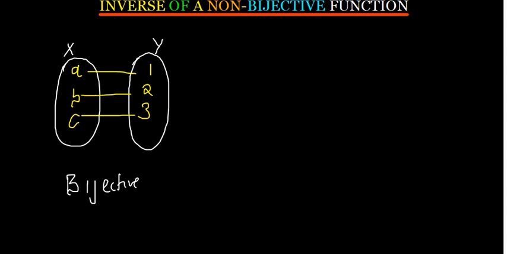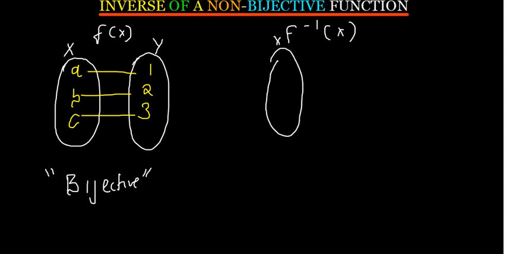Alright, so if this is okay, now let's say this is the function f of x. If you want to determine the inverse of this function, what happens is the x values and the y values get to swap. So 1 2 3 is going to come here and then a b c comes here.